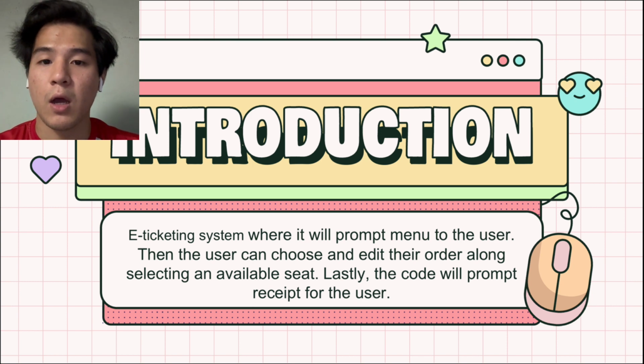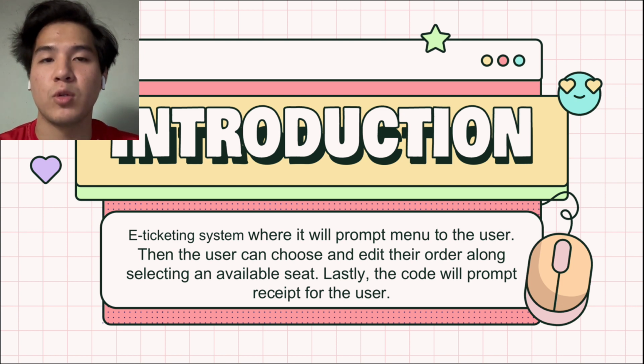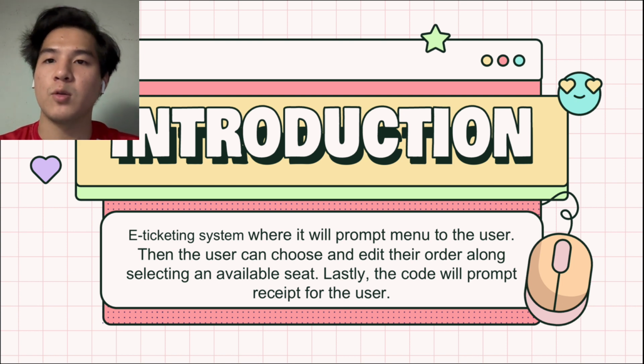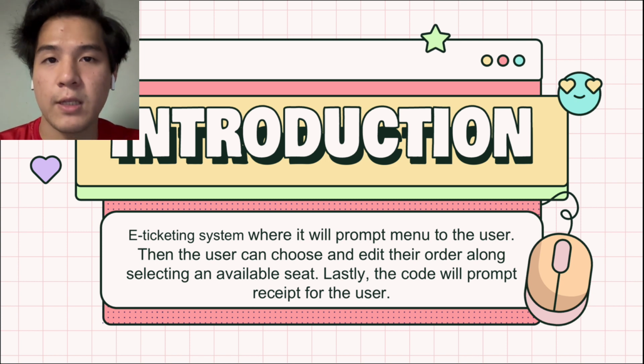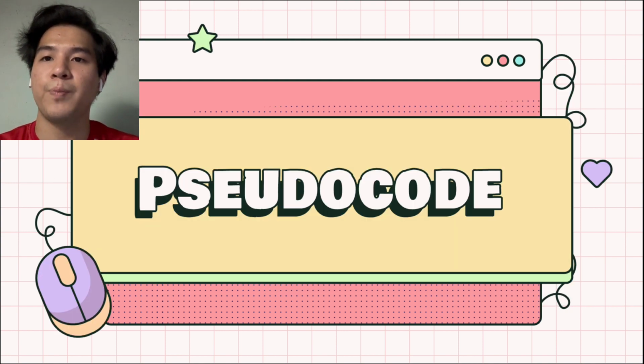So, our program is basically an e-ticketing system where it will prompt the menu to the user, and from there, the user can choose and also edit their order along selecting an available seat. Lastly, the code will prompt the receipt for the user. Now, to give you a better insight, let's see the flow of our program by using pseudocode.